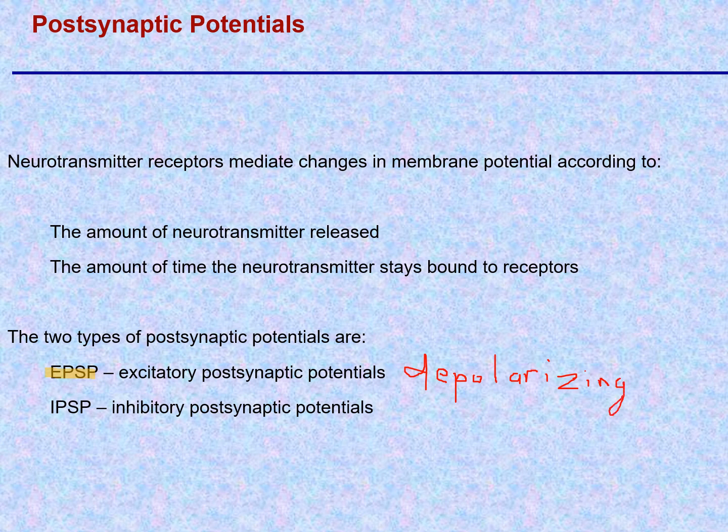Or you can have inhibitory postsynaptic potentials, which cause a hyperpolarizing effect. So it's hyperpolarizing. Remember, depolarizing refers to going towards more positive membrane potential, and hyperpolarizing means going towards a more negative one.